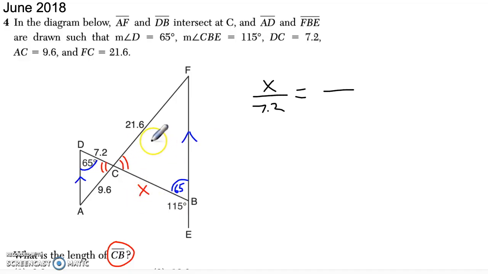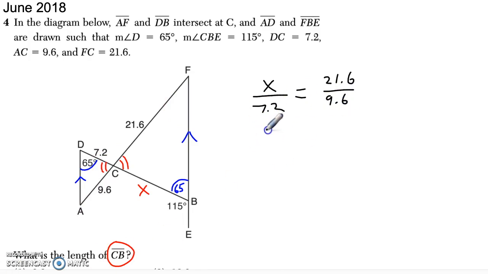Since I started in the right triangle, I will continue with 21.6 in the right triangle here, and that is going to go over. Notice 21.6 is in between the red and the empty angle. So in between the red and the empty, that's 9.6. And there is a valid proportion.